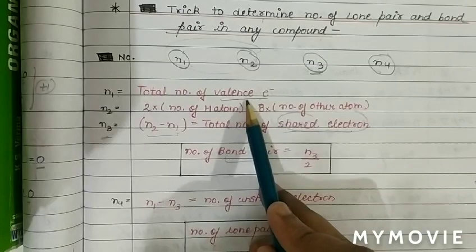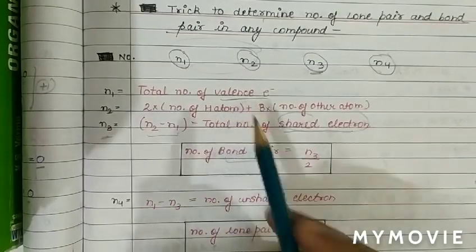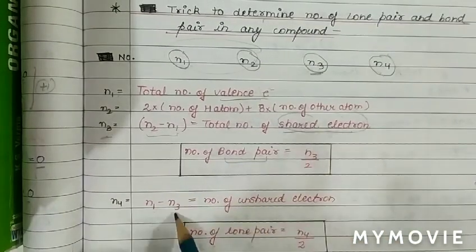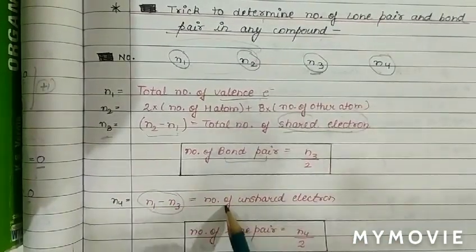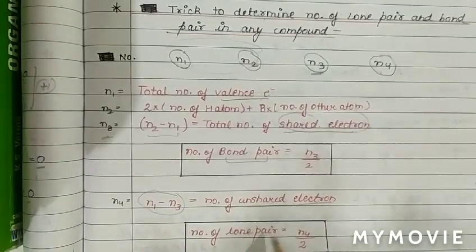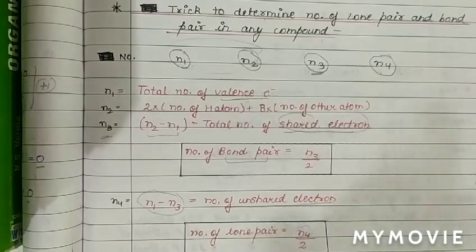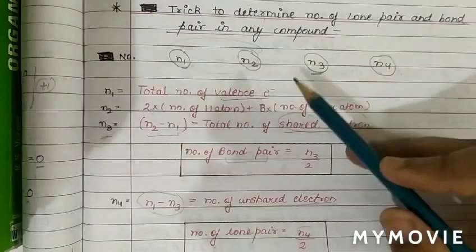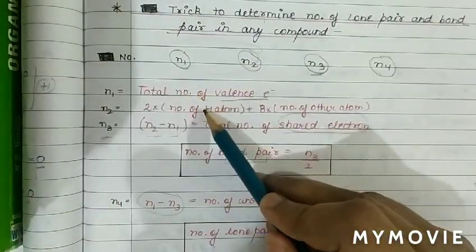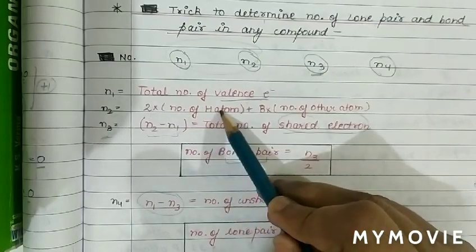So when valence electrons and the number of shared electrons, that is N3, are used, N1 minus N3 gives the number of unshared electrons, that is lone pairs. So the number of lone pairs will be N4 divided by 2. So this is basically the trick we will use to find the number of lone pairs and bond pairs in any compound. Then we can draw the Lewis structure very easily. N1 is the total number of valence electrons and N2 is, if hydrogen atoms are present, 2 times the number of hydrogen atoms.